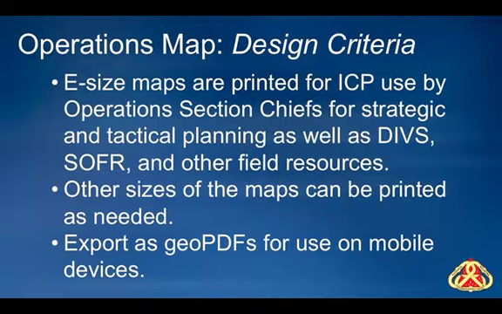Design criteria. E-size maps are printed for ICP use by operations section chiefs for strategic and tactical planning, as well as division group supervisors, safety officers, and other field resources. Other sizes of the map can be printed as needed. Always export as GeoPDFs for use on mobile devices.